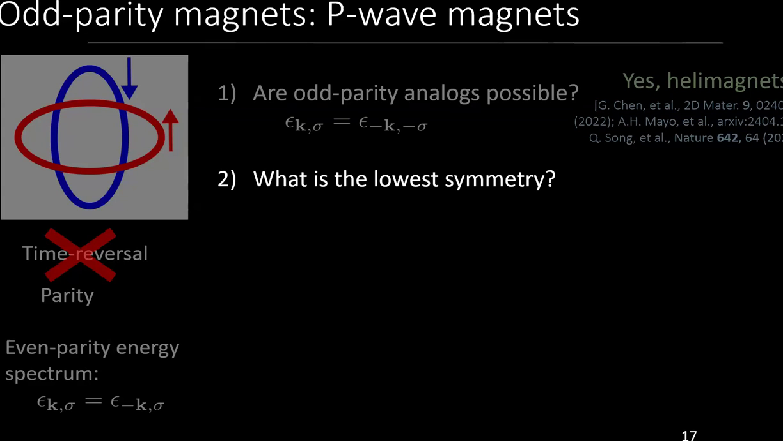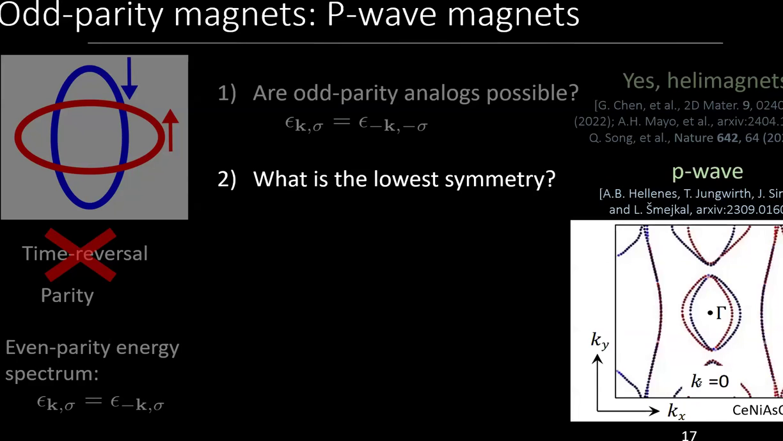Now, the question is, what is the local symmetry? Because these materials are usually pretty complicated in structure. And here is the advance of Weber, Tomasz, and Hiro, and the student Anna. They show that, what a surprise, the lowest symmetry is p-wave. So the lowest odd parity symmetry. And the advance is that they propose a material, this cerium nickel arsenide, that actually shows this p-wave structure.